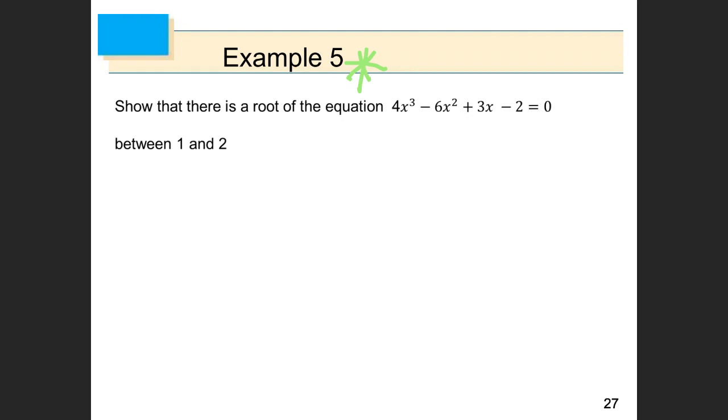You need to show me that this polynomial function, or this cubic function, actually has a root between 1 and 2. All right. For the basic understanding of showing that you have a root, I'm going to draw a little sketch. Let's assume that I have a curve.